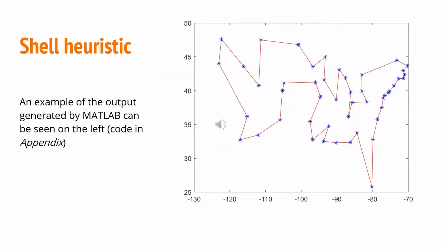The output for the shell heuristic for an assembly of points is shown on the right, and was generated using MATLAB. The code for this can be found in the appendix at the end of the presentation, to be viewed at your leisure.